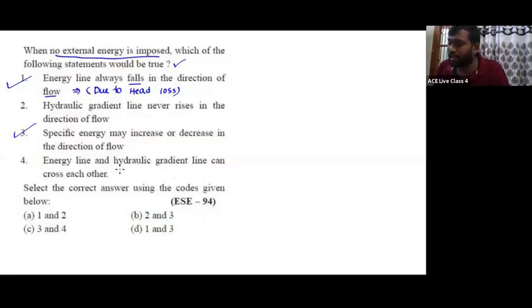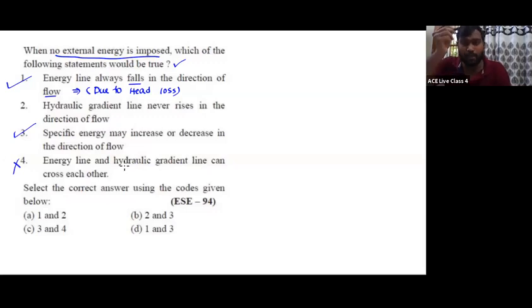And energy line and hydraulic gradient line can cross each other. No, the energy line cannot cross. So the hydraulic gradient line and energy line will never cross.